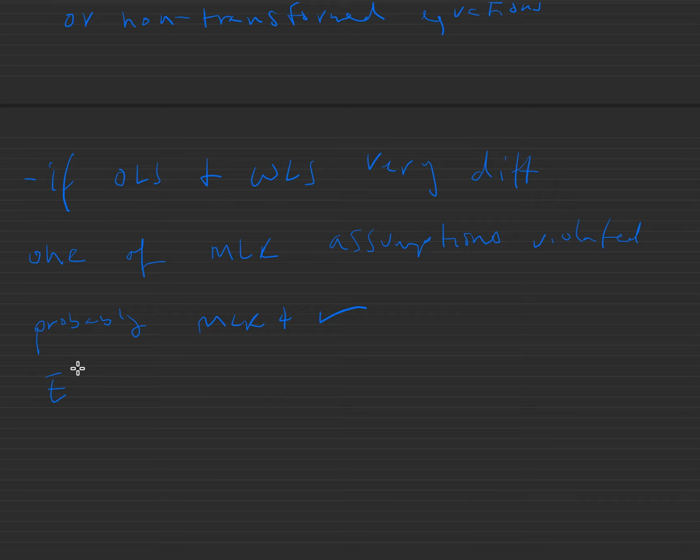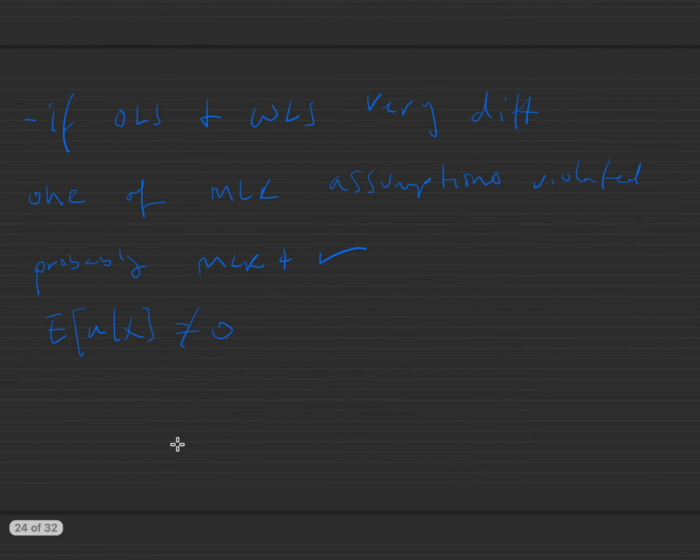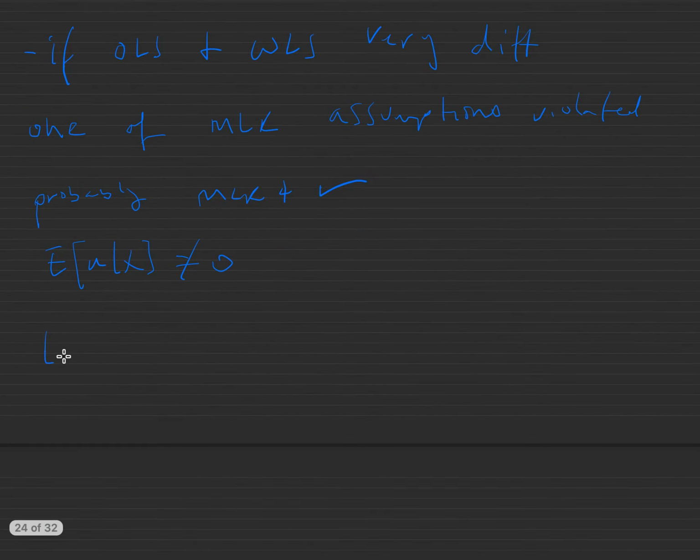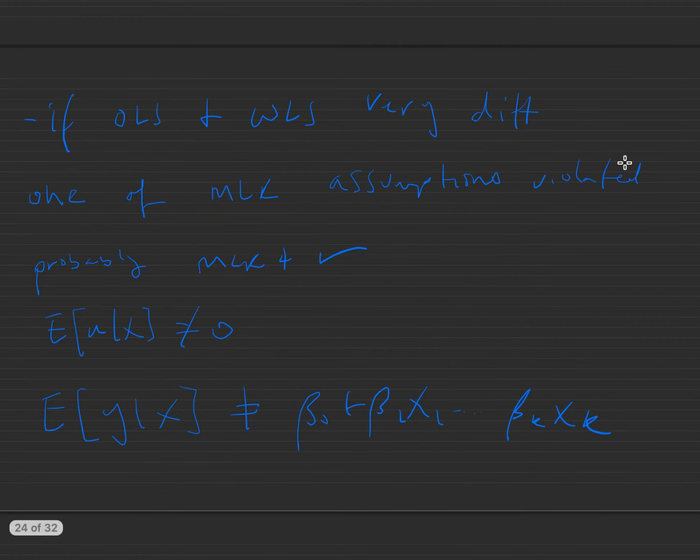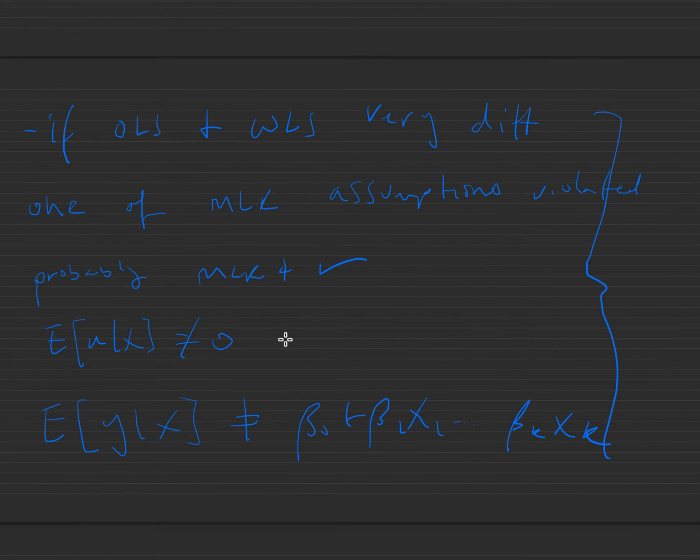So the expected value of u given x does not equal 0, and this often occurs when the expected value of y given x does not equal the model used, such as beta naught plus beta 1 times x1 through beta k times xk. If this is the case, then OLS and WLS will have different expected values and probability limits, which is a reason for having very different estimates and complicates the analysis.